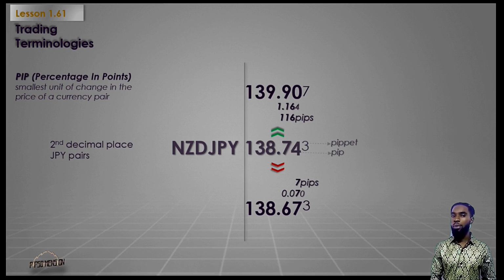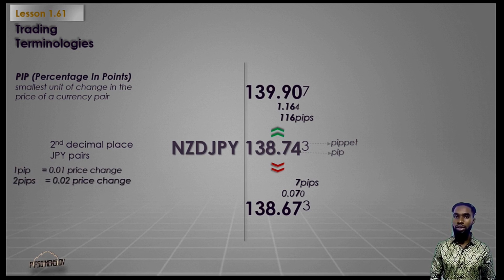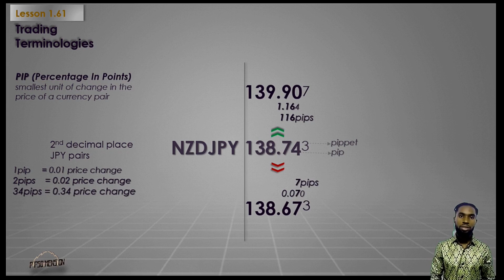So for the Japanese yen pairs, 1 pip represents 0.01 change in the price of a currency pair. 2 pips represent 0.02 change in the price of a currency pair. And 34 pips represent 0.34 change in the price of a currency pair.